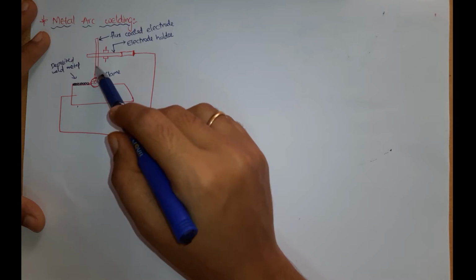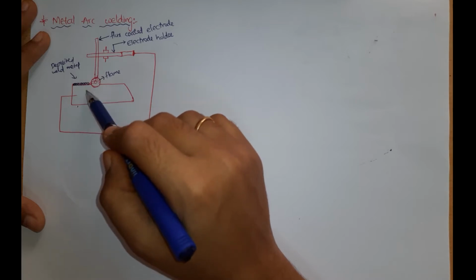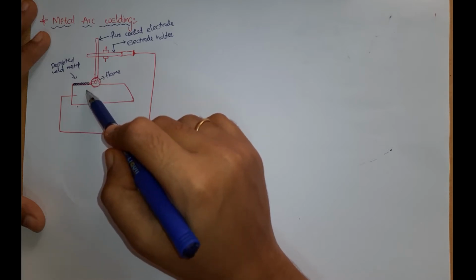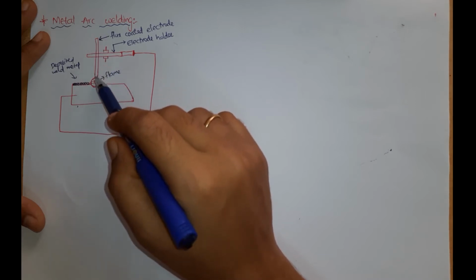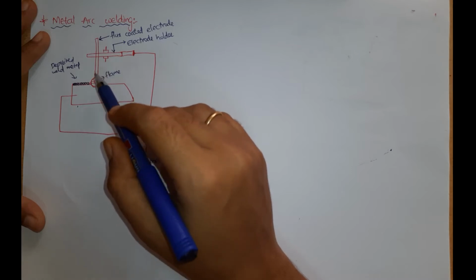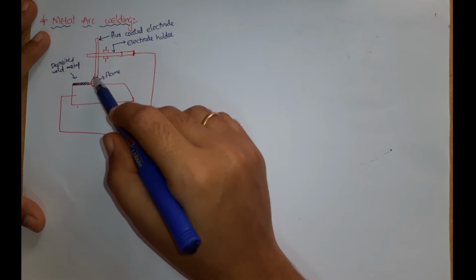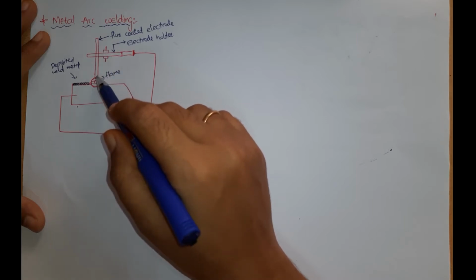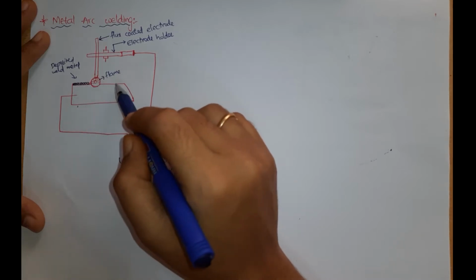In metal arc welding, the electrode is made of the same material as the metal to be welded. When this flux coated electrode gets heated, it forms an arc between the workpiece and the electrode. Due to the heat from the arc, the flux coated electrode metal melts in the form of droplets and gets deposited on the workpiece to be welded.